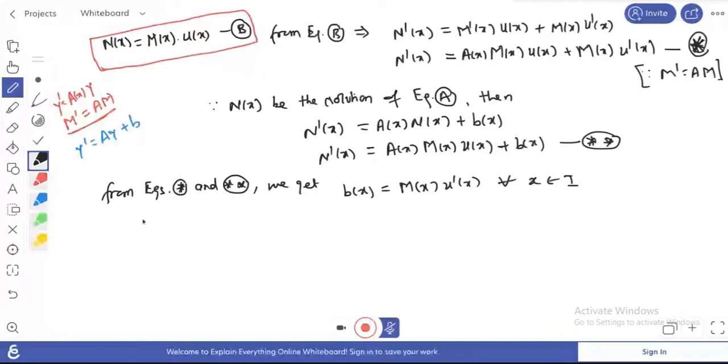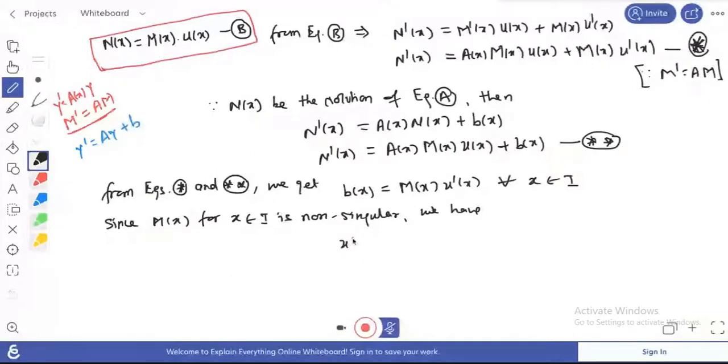Since Mx for the given interval is your fundamental matrix, and every fundamental matrix is non-singular, it possesses an inverse. So this means M inverse exists. Therefore you can write here U prime x equals M inverse, the inverse of the fundamental matrix, times Bx.